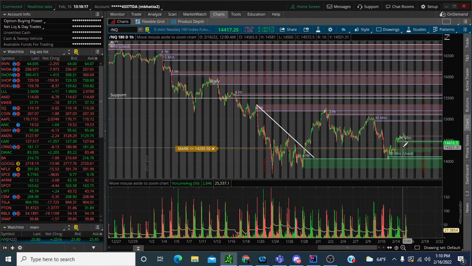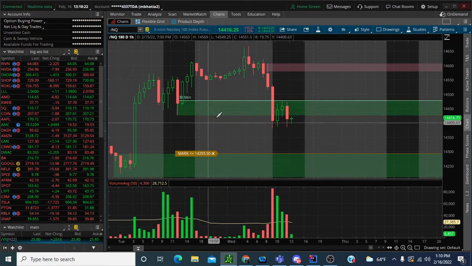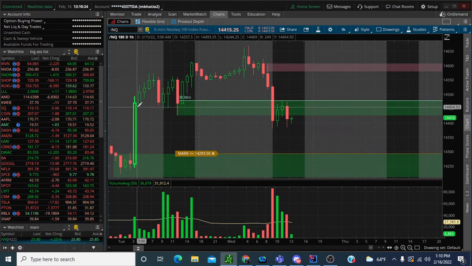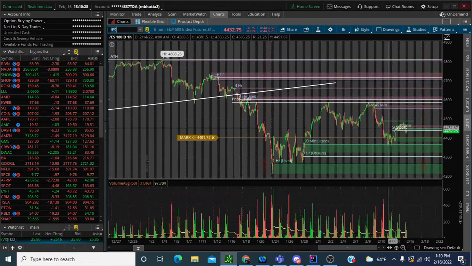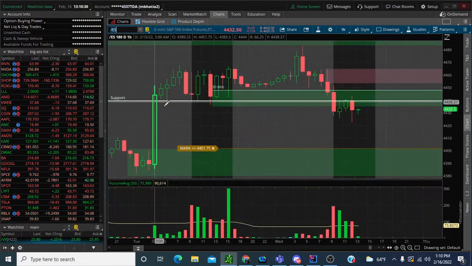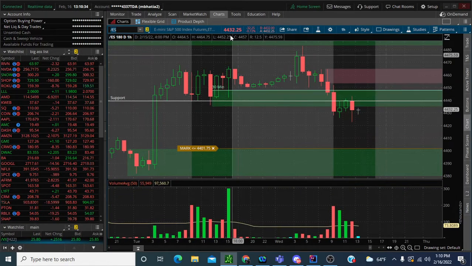Okay, so NQ formed 30-minute demand yesterday from somewhat of a balancing day. We also had this support area right here. If I go to ES, you can probably see it a bit better. ES had this critical area of support, which also aligned up with its 30-minute demand, which it had also created.